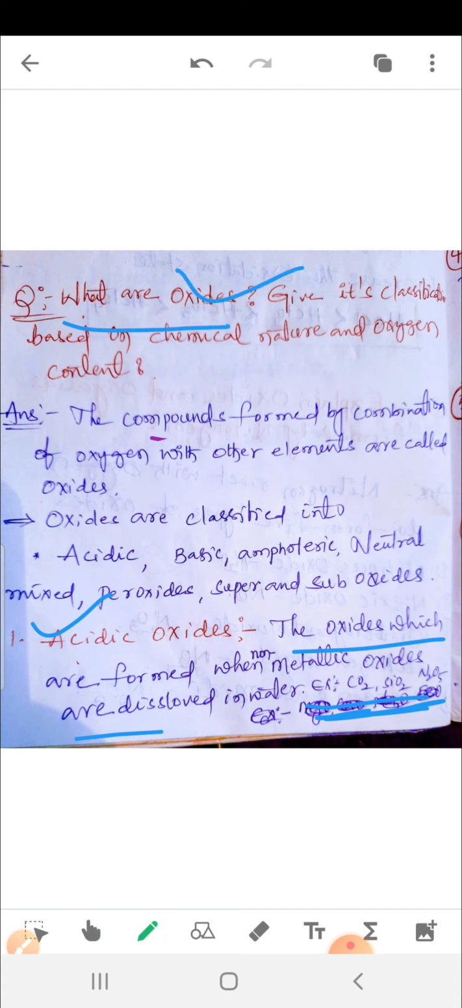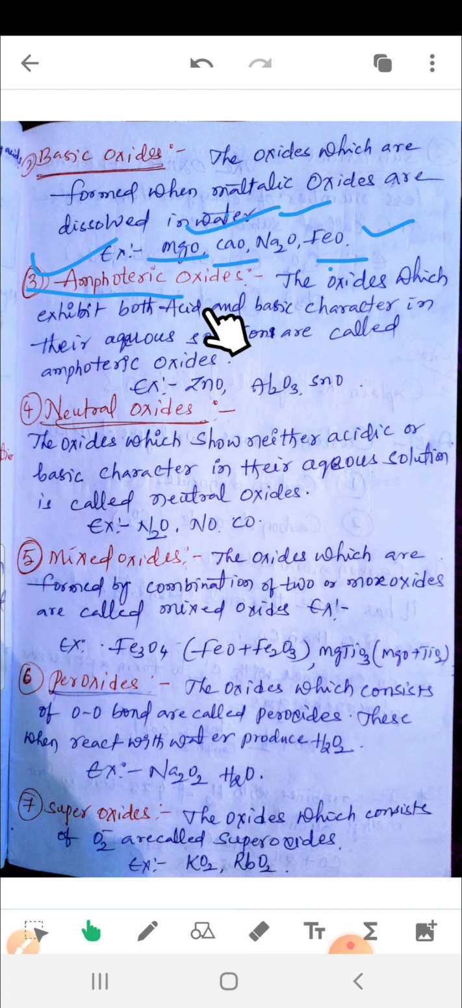Na2O, FeO. These oxides come under basic oxides. Next one, the third, amphoteric oxides. These oxides which exhibit both acidic and basic character in their aqueous solutions are called amphoteric oxides. Amphoteric means exhibiting both acidic and basic nature. Examples here: zinc oxide, aluminum oxide, stannous oxide.